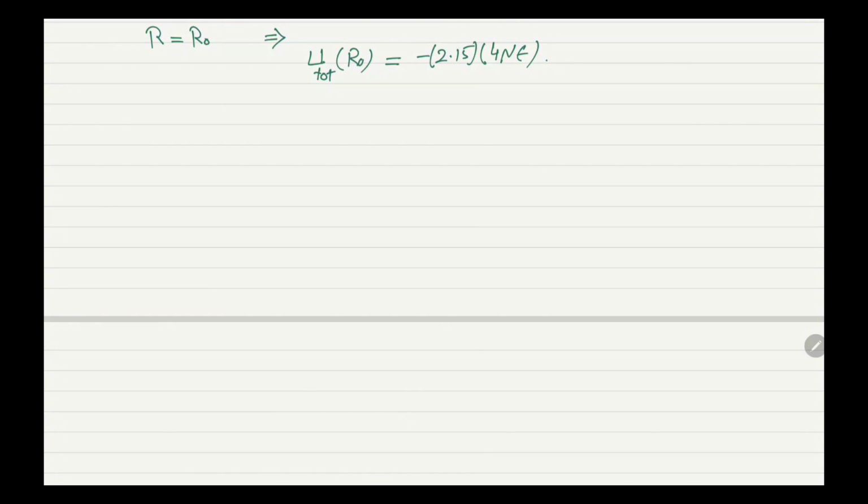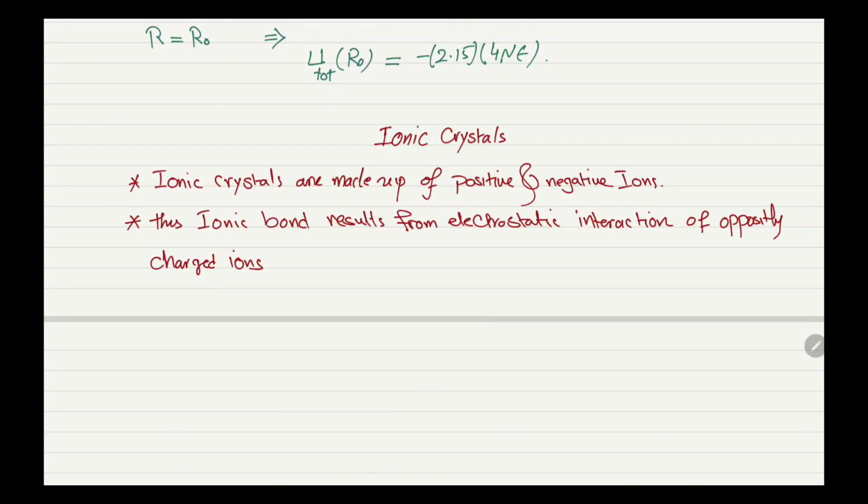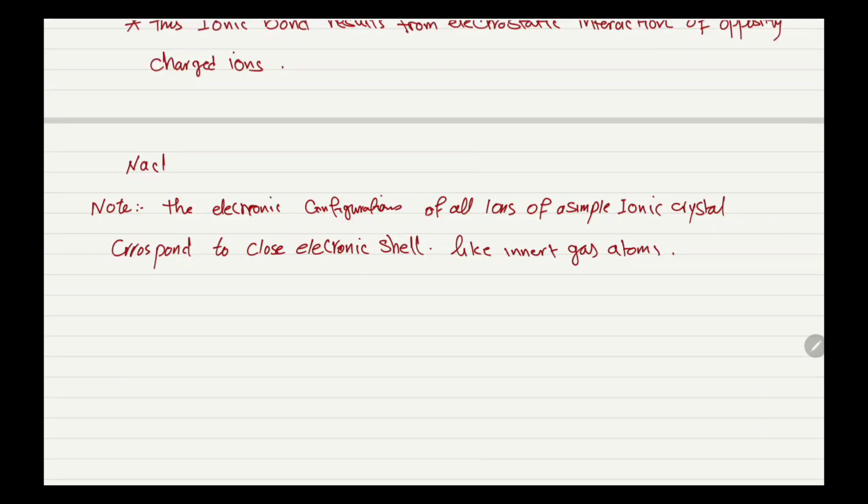Let's discuss ionic crystals. Ionic crystals are made up of positive and negative ions. This ionic bond results from electrostatic interaction of oppositely charged ions. The most common ionic crystal is sodium chloride, NaCl. Note, the electronic configurations of all ions of a simple ionic crystal correspond to closed electronic shells like inert gas atoms. Another example of ionic crystals is lithium fluoride.